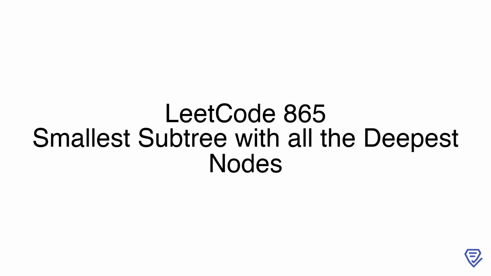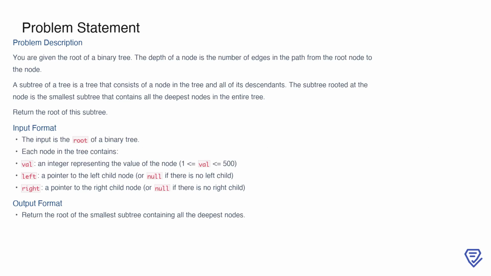Let's dive in. In this problem, you are given the root of a binary tree, and your task is to find the smallest subtree that contains all the deepest nodes in the tree. Let's break this down. The depth of a node is defined as the number of edges on the path from the root node to that particular node.